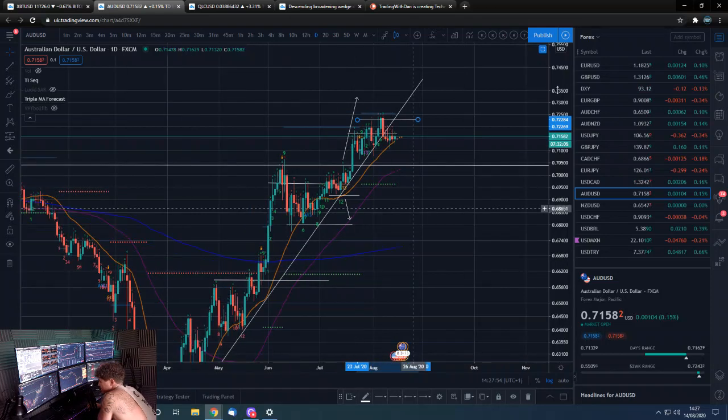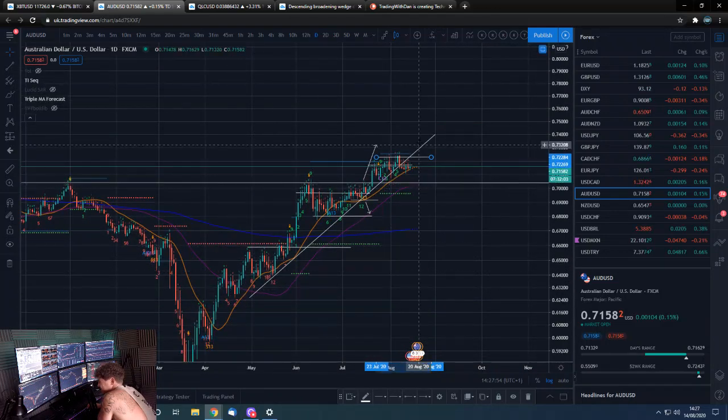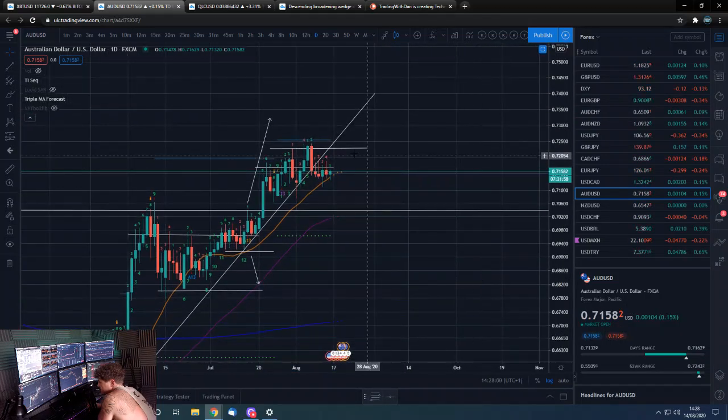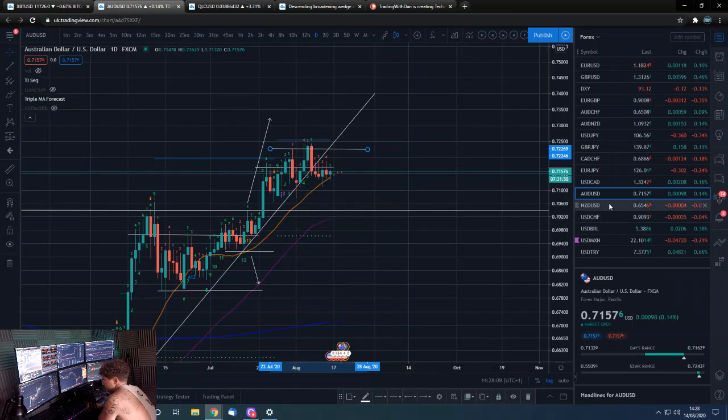We have lost this trend line, but that was a very aggressive trend line, so it doesn't bother me too much. Taking out this level though would be a sell level, and breaking above here would be a buy level. So really, you're just in a chop zone of no real trend at the moment.